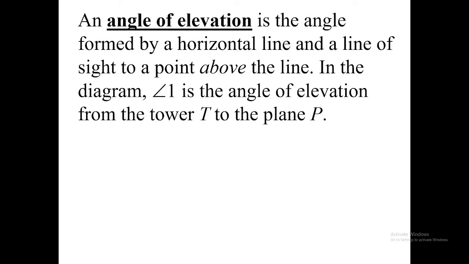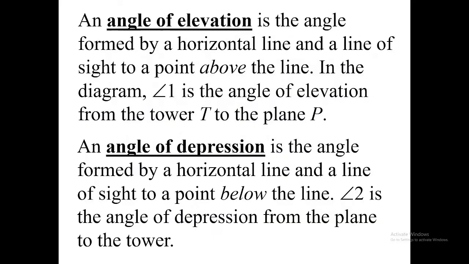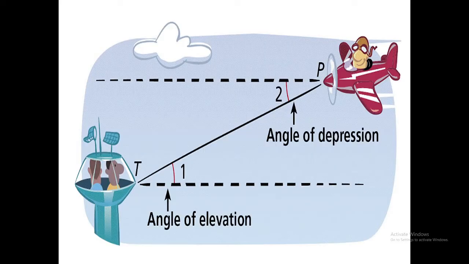Let's go here. An angle of elevation is the angle formed by a horizontal line and a line of sight to a point above the line. In the diagram, for example, let's have this diagram over here on the next page. There you go. Angle 1 is the angle of elevation from tower A to the plane P. So take note, this is the line of sight. The angle of elevation is always above the horizontal line. So you understand the angle of elevation.